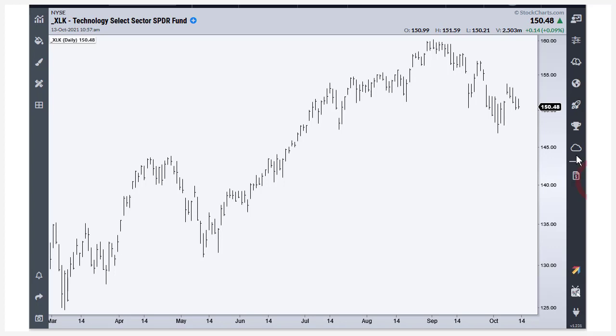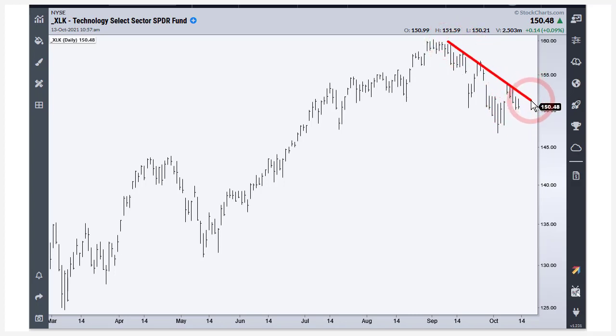So if you look at XLK here, it's correcting after a new high. And there's that bounce that we had, that big gap. Looked like we're getting a breakout, but look at those closes the last 4 days. Again, this is Wednesday, so we know where the close is, but we continue to close in the lower part of the day's range, so we're not getting follow through.